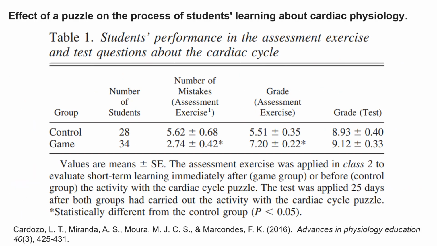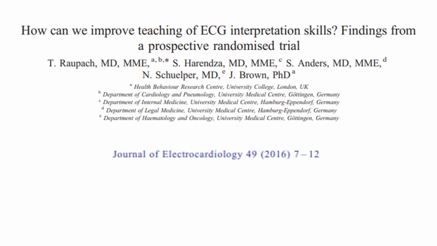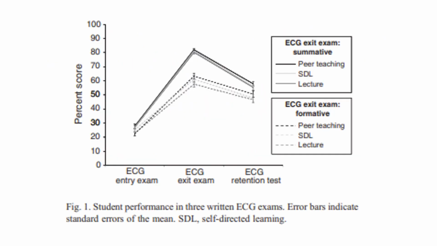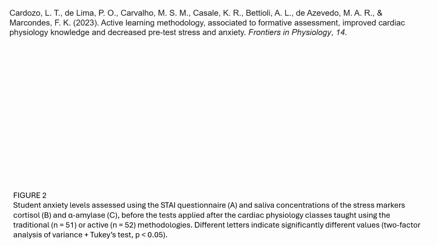Seeking solutions, we see Cardoza in 2016 integrates a puzzle game in learning the cardiac cycle, and we see significant reductions in number of mistakes made and improvements in scores during class exercises, as well as some improvements in overall test scores. A study that same year on ECG interpretation shows that the inclusion of peer learning demonstrates some improvement in entry exam, exit exam, and retention performance. So active learning, peer learning, different modalities seem to have an effect.